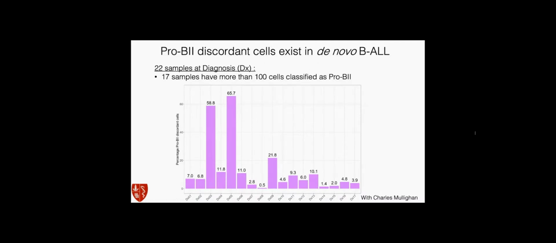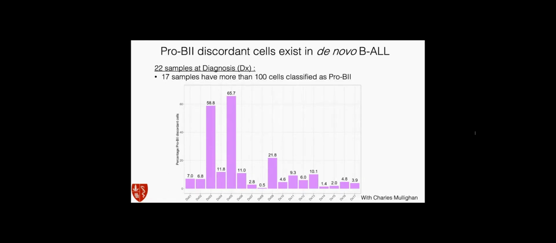We actually went to another data set that we had in the lab, which is de novo ALL. So these are patients who are newly diagnosed and have never had CAR T cells. And we asked the same question: can we find these discordant Pro-B2 cells by classifying these patient cells with or without CD19 in the classifier.